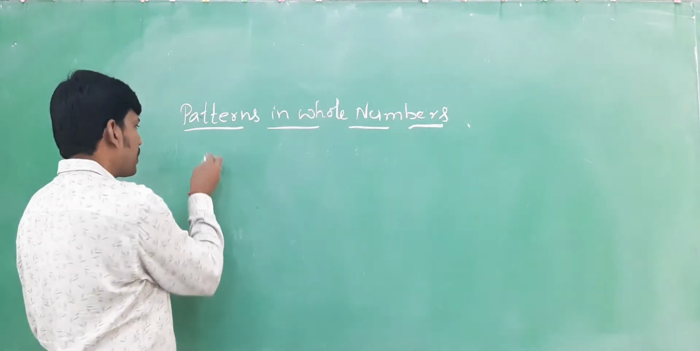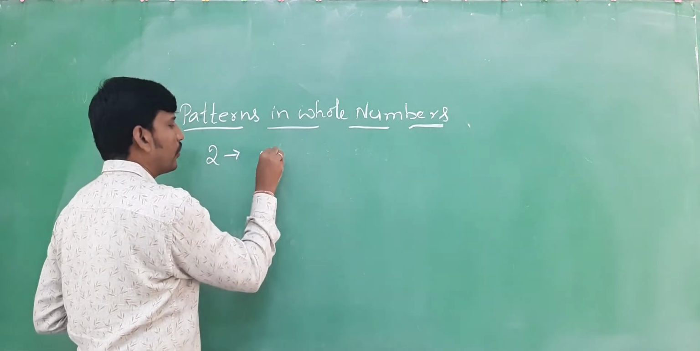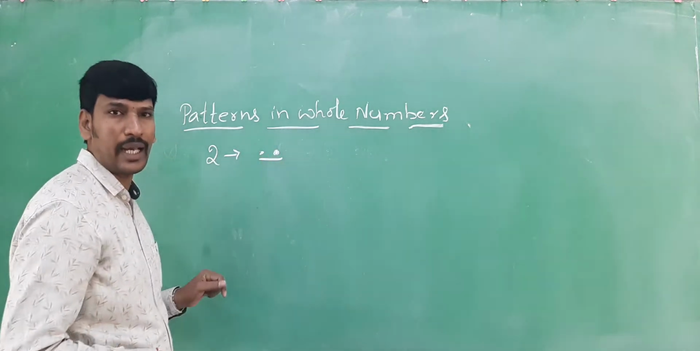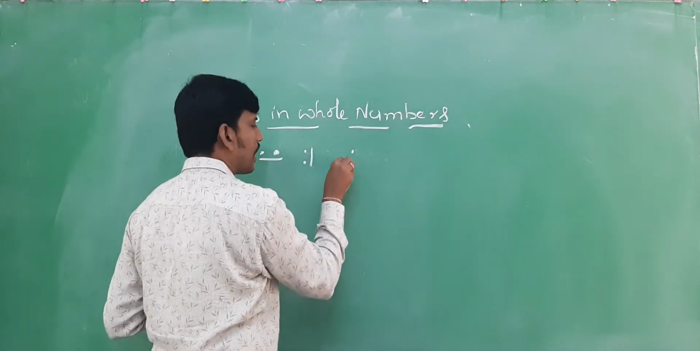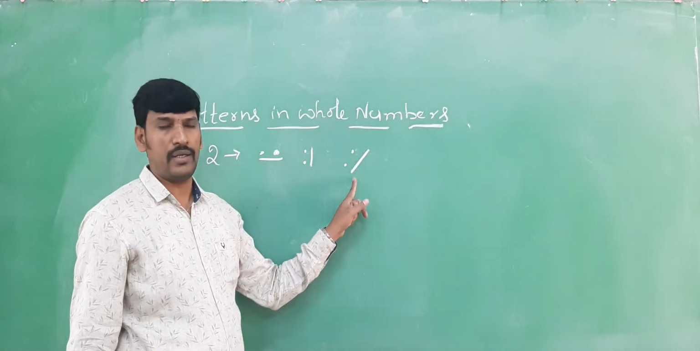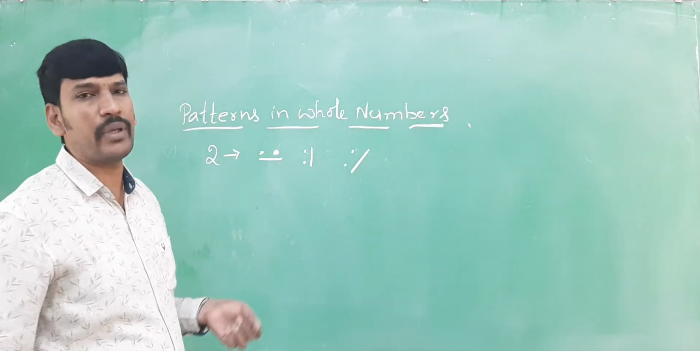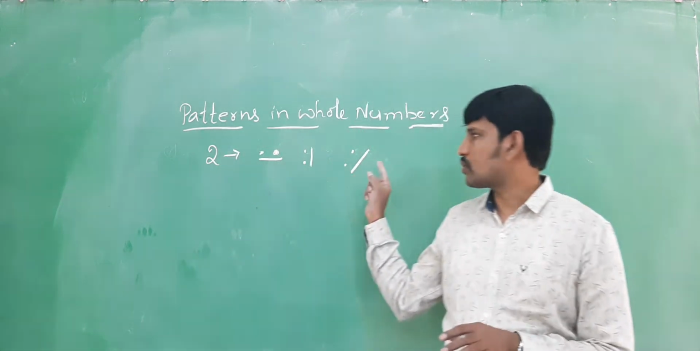Suppose let us take 2. 2 has 2 dots. Either you can form the 2 dots in a line, like this or like this, or you can take it as a slant type. But here it is only a line. We did not form a rectangle, a square or a triangle by using these 2 dots.